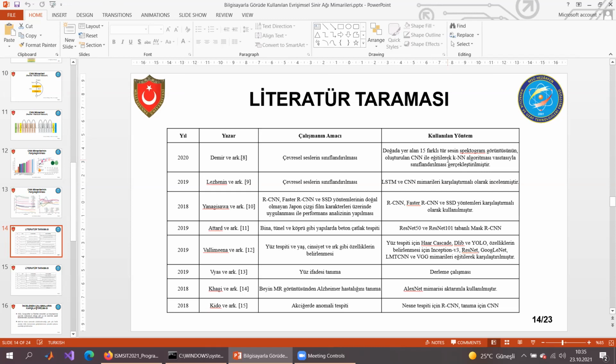Yine 11 referans numaralı çalışmaya baktığımız zaman, tünel ve köprü gibi yapılarda olası büyük çaplı hasarları önlemek için düzenli olarak denetim yapılmalıdır. Beton yapı üzerinde meydana gelen çatlaklar bozulmanın en erken belirtilerinden biridir. Bu çatlak tespitiyle ilgili bir çalışma yapılmış. ResNet 50, 101 ve Mask RCNN yöntemi kullanılmıştır. Sistemin eğitimini kendi oluşturdukları veri tabanı yardımıyla sağlamışlardır.